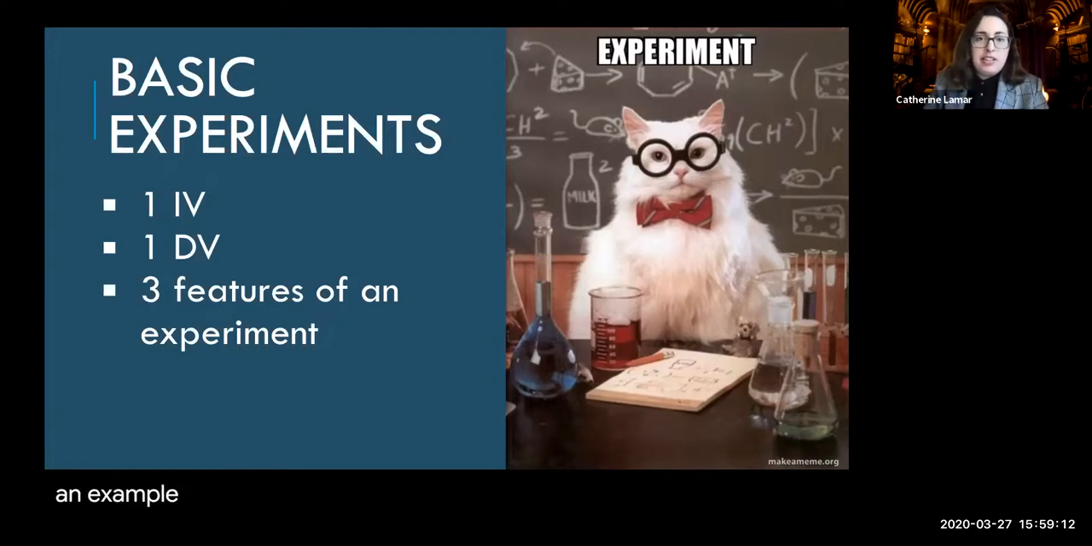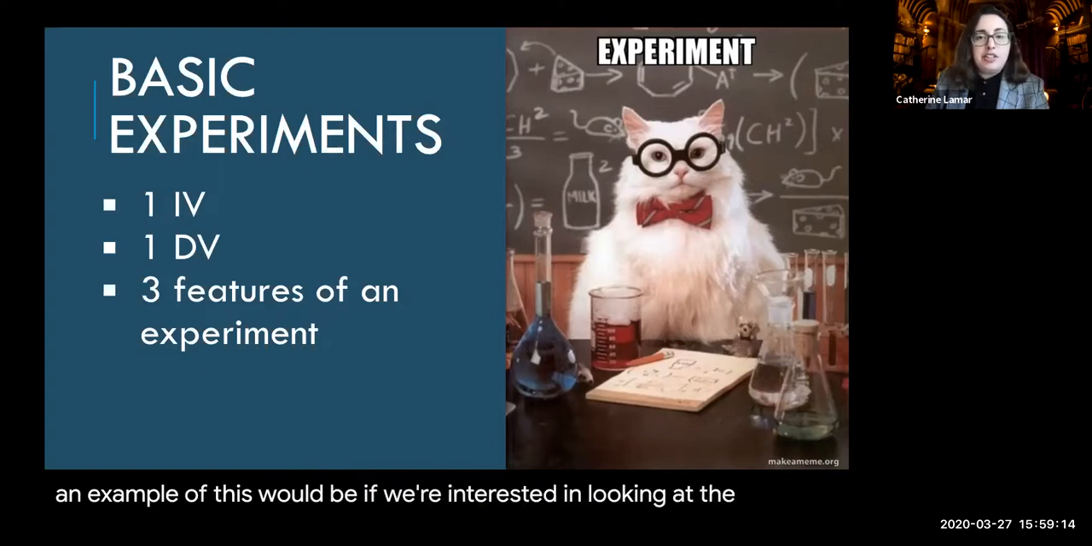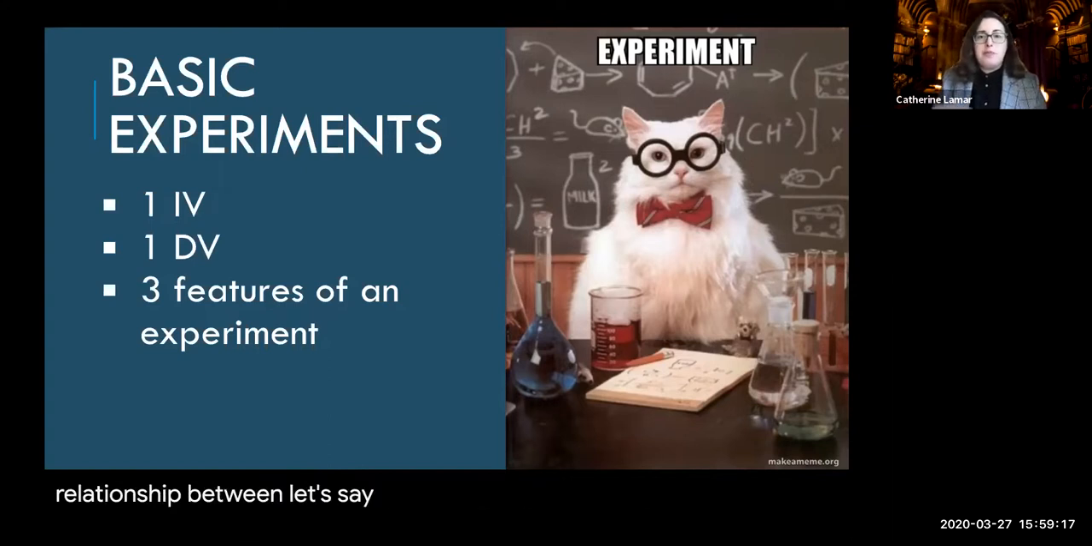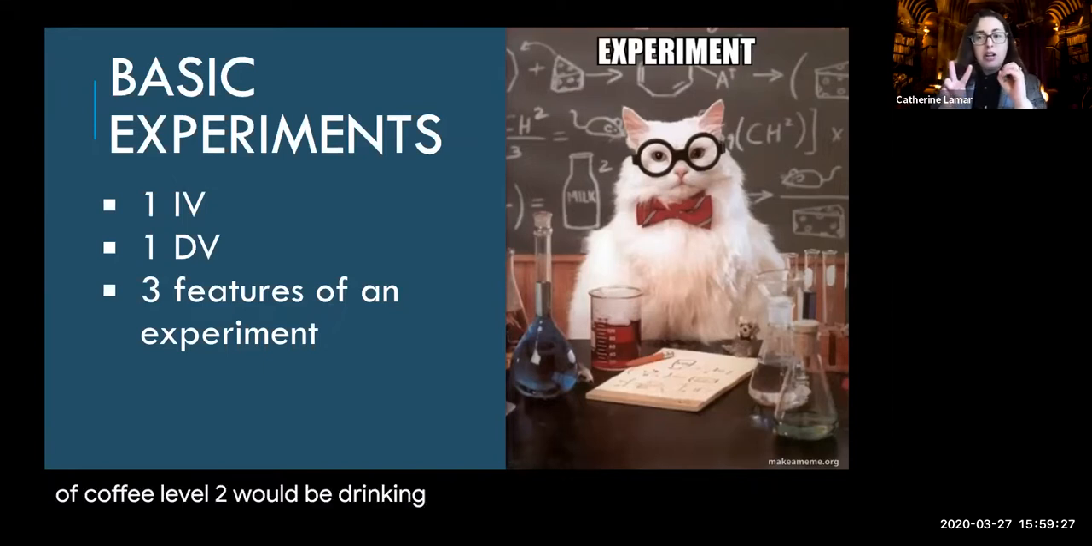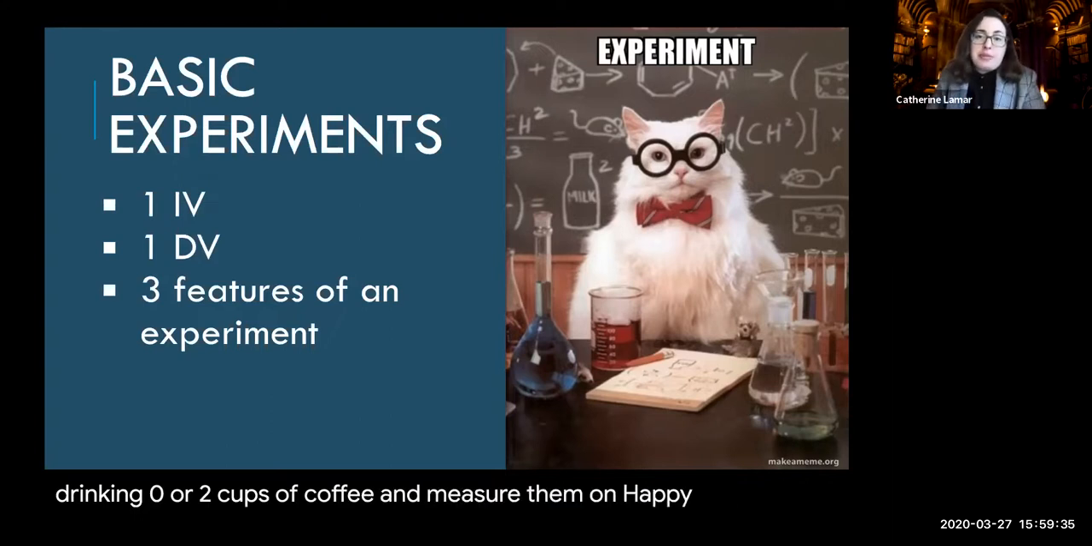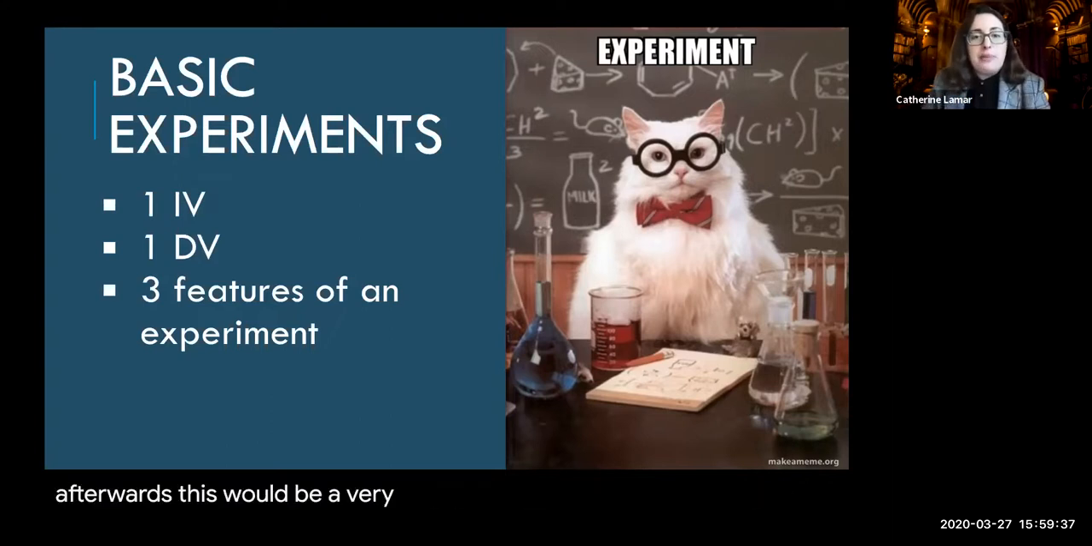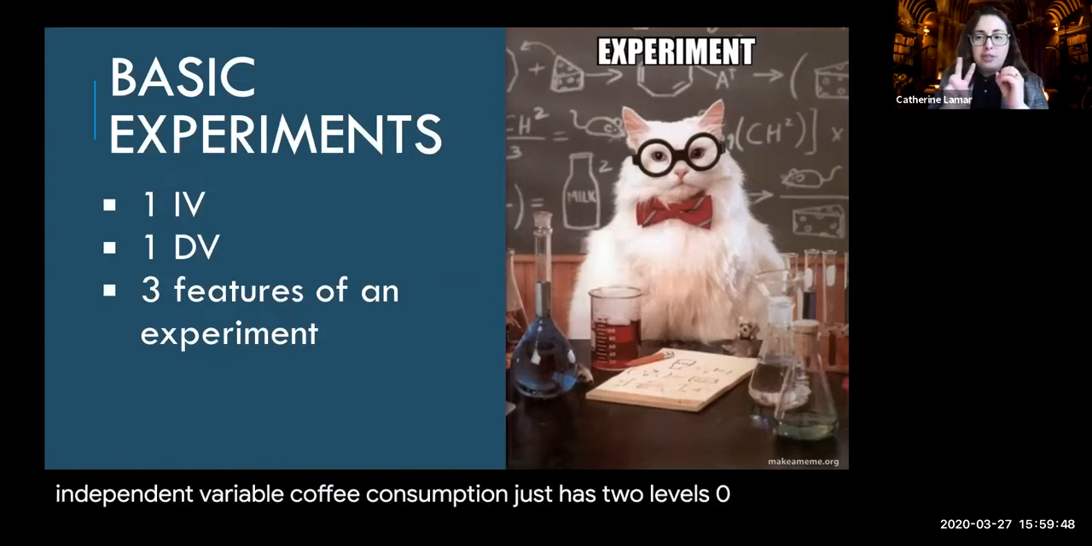An example of this would be if we're interested in looking at the relationship between, let's say, drinking coffee and happiness. We could have two levels of coffee consumption. Level 1 would be drinking 0 cups of coffee. Level 2 would be drinking 2 cups of coffee. And then we could have participants in each group drinking 0 or 2 cups of coffee and measure them on happiness afterwards. This would be a very simple type of experiment where we have one IV, coffee consumption, and one DV, happiness. And the independent variable, coffee consumption, just has two levels, 0 cups and 2 cups.